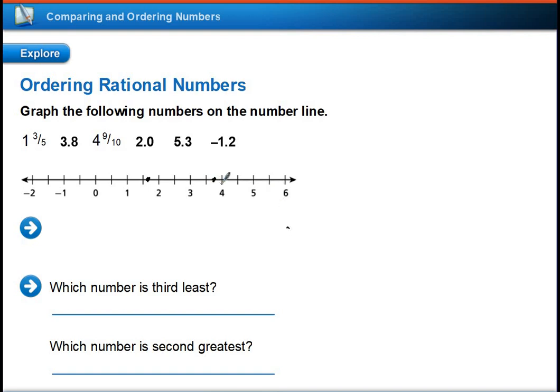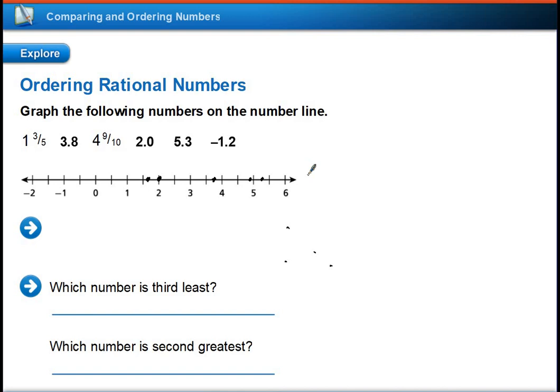4 and 9/10, so again 4, and it's bigger than 4, and 9/10 is almost all the way to 5. And then I have exactly 2, so you should be able to be exact with that one. Then I have 5 and 3/10. So 3/10 again is less than 5, but a little bit more than 1/4.